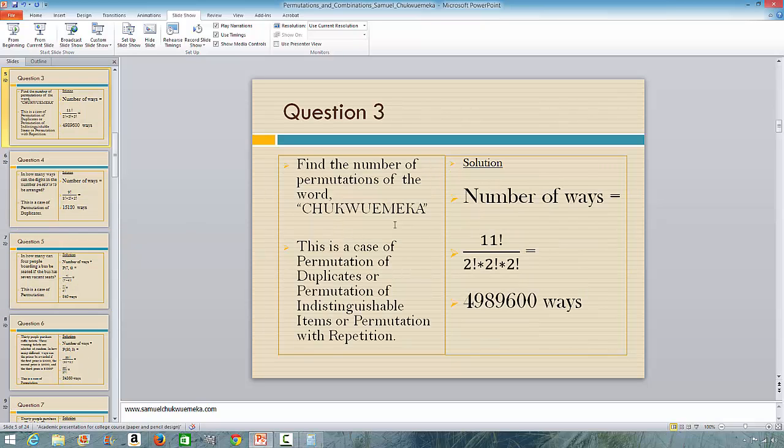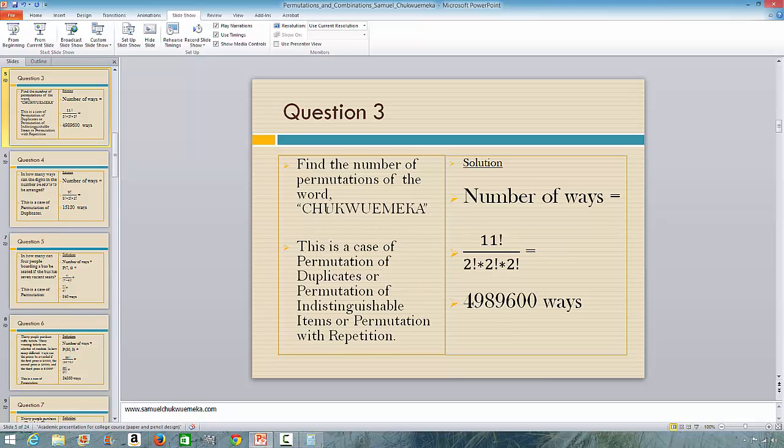Question 3. Find the number of permutations of the word Chukwuemeka. This is a case of a permutation of duplicates. We call it permutation of duplicate items, or permutation of indistinguishable items, or you can say permutation with repetition. In this case, you have to first of all find the total number of letters. If you count it, 1, 2, 3, 4, 5, 6, 7, 8, 9, 10, 11. 11 factorial. Now let's find the duplicates.